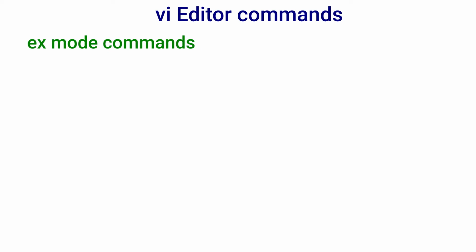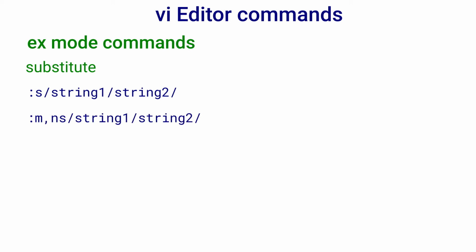As we have seen earlier, we can get into the EX mode by typing the colon command. After colon, we can type the EX command, and the command is echoed on the last line. Substitute command. The substitute command finds a string and substitutes it with a replacement string. By default, substitute works on the current line, the line on which the cursor is placed. We can make it work on a range of lines by prefixing start and end line numbers. The current line has a synonym dot and the last line has a synonym dollar.